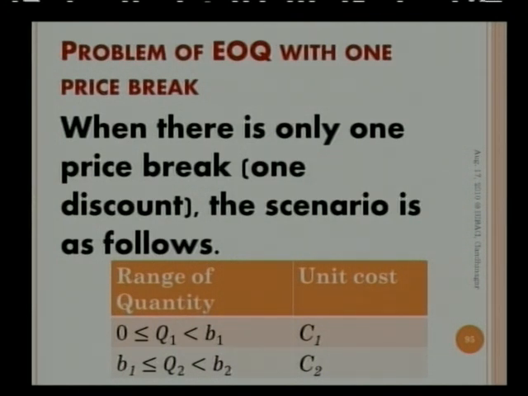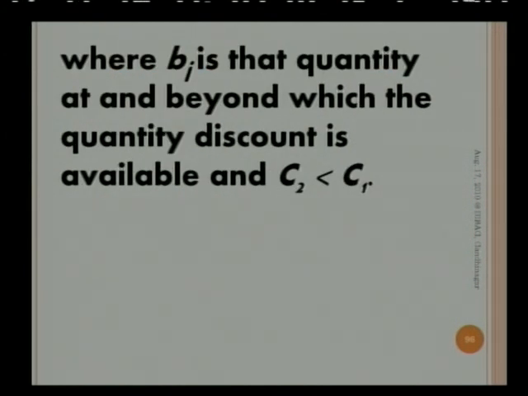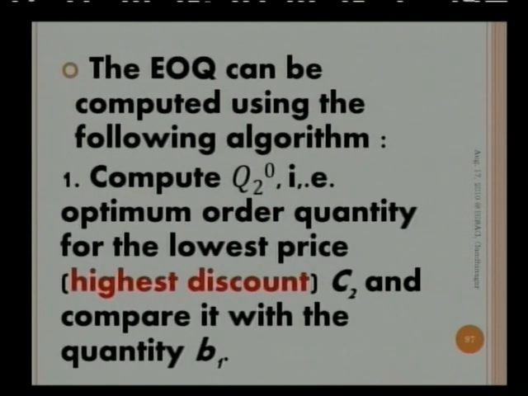Now we are considering the problem of EOQ with one price break. That means we are given only one price break, say B1 in this case. If the ordered quantity is greater than B1, you are paying a purchase price of C2, and if the ordered quantity is less than B1, then you are paying a purchase price of C1. In fact, C2 must be less than C1, because we are getting discounts. So the EOQ can be computed by using the following algorithm.